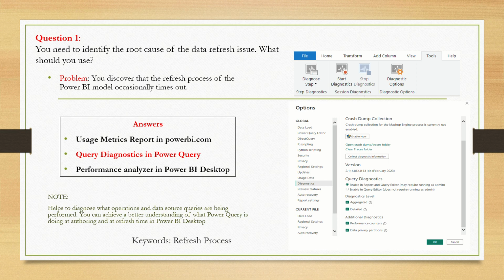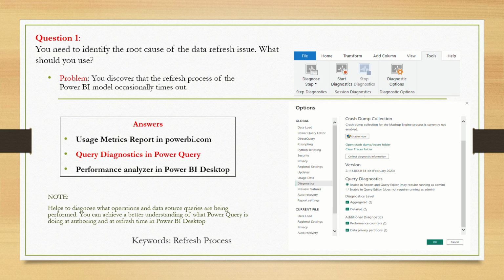Some of the answers could be, oh, usage metrics report in powerbi.com. For emphasis sake, the answers are in red. Usage metrics report in powerbi.com. That's the Power BI service. What does it track? It actually tracks how your users interact with the reports. This doesn't have anything to do with the data refresh issue. It's how your users interact with the report.